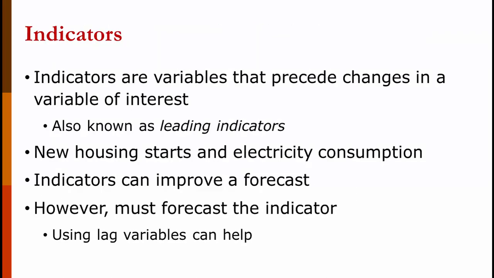Indicators are variables that precede changes in a variable of interest. These are also known as leading indicators. With my example of new housing starts and residential electric consumption, the houses have to be started and built before they start consuming electricity, so that's a leading indicator. These indicators can help improve forecast accuracy, but if you're going out long term, again, as I mentioned, you have to forecast them. There are also lagging variables. You can use these to help forecasting, but they're more difficult to use than leading indicators.